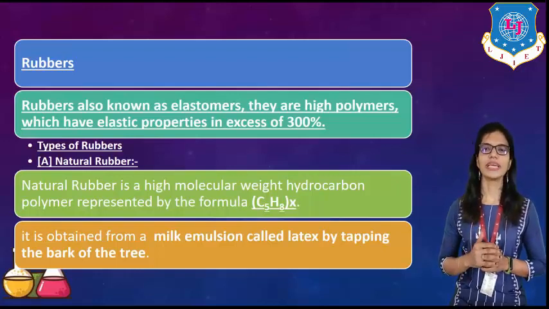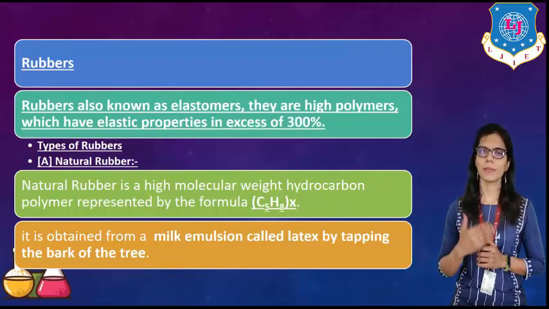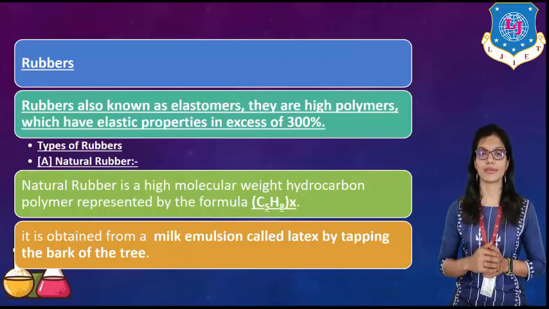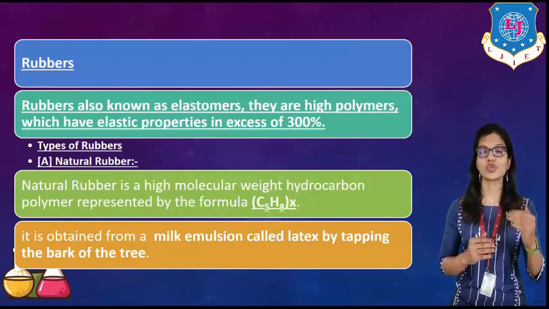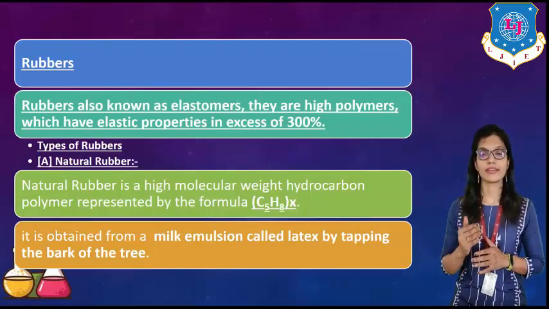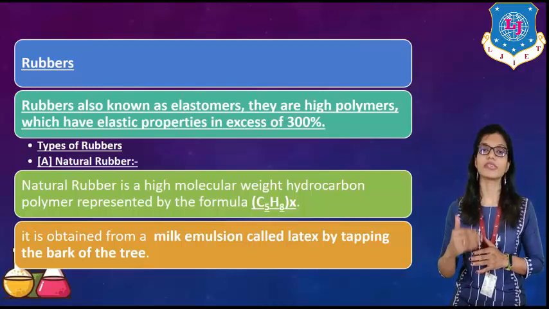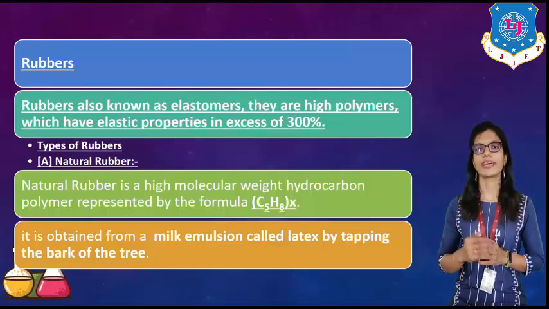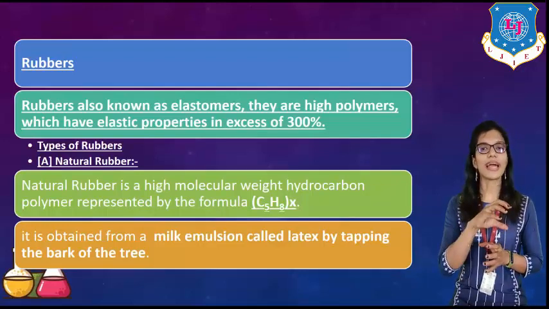Rubber is generally known as elastomer, or rubbers are known as elastomers. They are high polymers which have elastic properties in excess of 300%. Why is rubber known as elastomer? Because of its elastic properties. Its elastic properties are 300% more than that of a normal polymer, and because of it, it becomes a particular kind of elastomer.